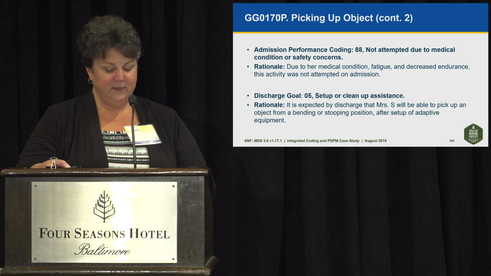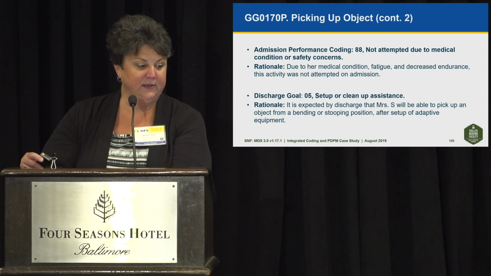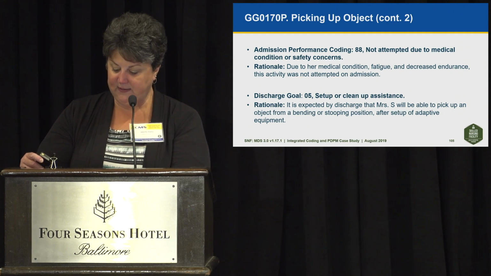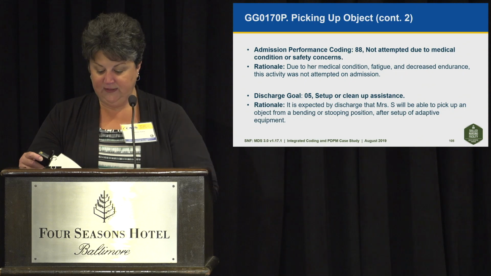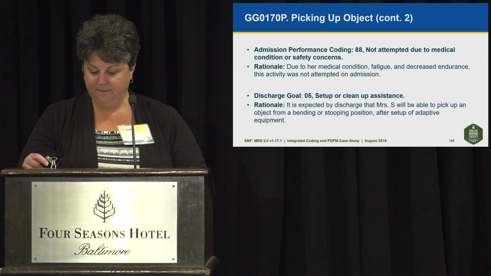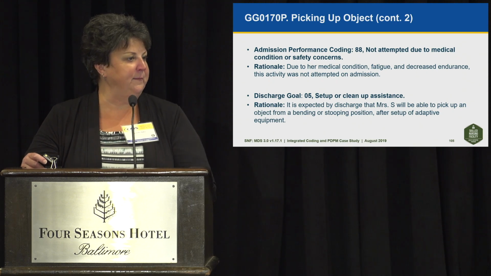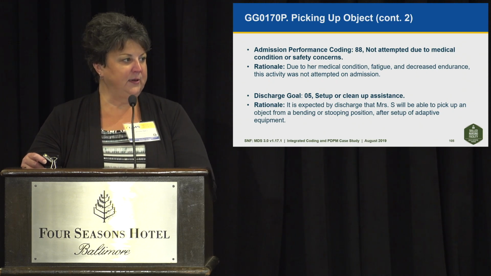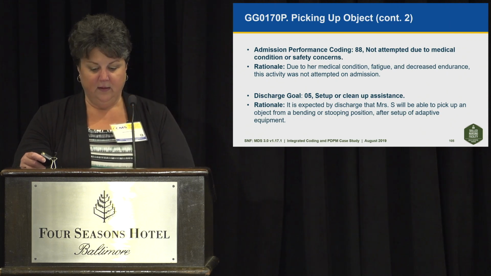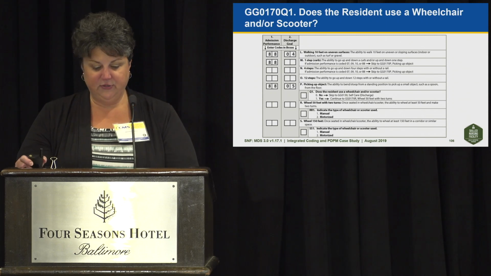All right, and here again, picking up the object is not attempted due to the medical condition, but we expect that she'll be able to do this with setup when she leaves. Do you agree? Great. And she will, again, require adaptive equipment, right? She can't bend at the hip. Is that okay? Can she use a reacher or whatever? Sure. And next we get to, does she use a wheelchair or scooter? How would you code this one?